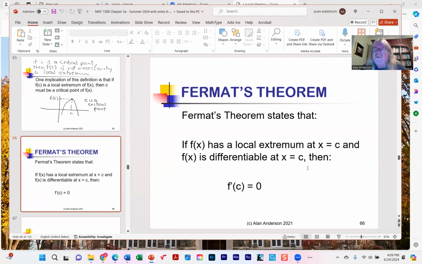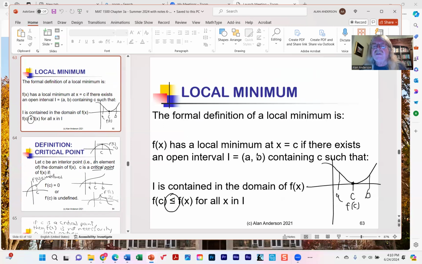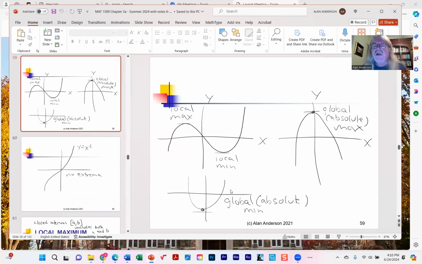Anyway, according to Fermat's theorem, if f of x has a local extremum at x equals c, and if the derivative exists, then the derivative is equal to 0. Okay, what does that mean? Well, if you look at all these cases where we had an extremum, whether it was a minimum or a maximum, in all these cases, and here it's very obvious, if you drew a tangent line to the function at that point, it would be horizontal, meaning the slope is 0.